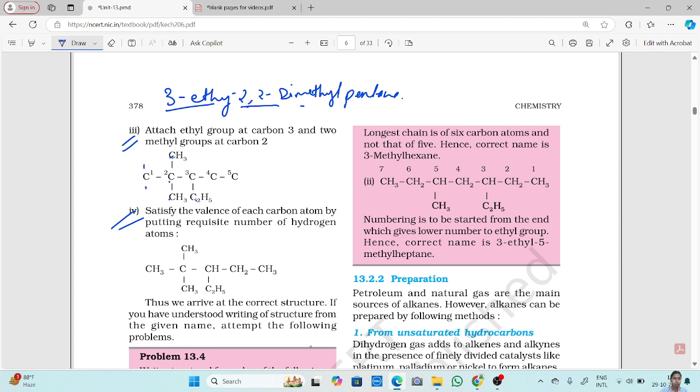So here this carbon will have 3 hydrogens. No need to satisfy this carbon because 1, 2, 3, 4, it already has 4. 1, 2, 3. Here you have to attach 1 hydrogen. 1, 2, 2 hydrogens. 1, 2, 3. Last is satisfying the valency of the carbon by adding the required number of hydrogen atoms. This is how you will write a structure from the name of the molecule.